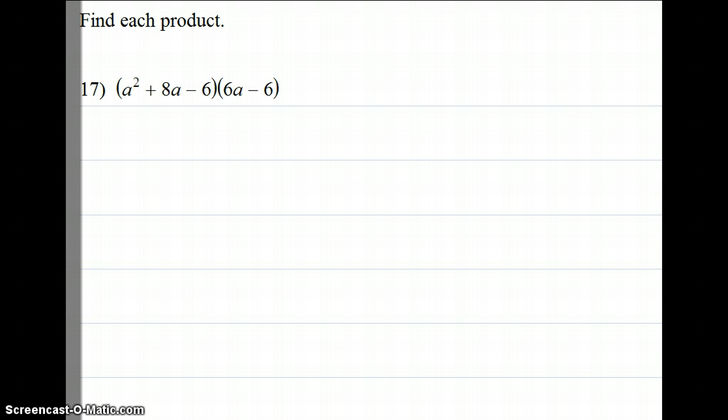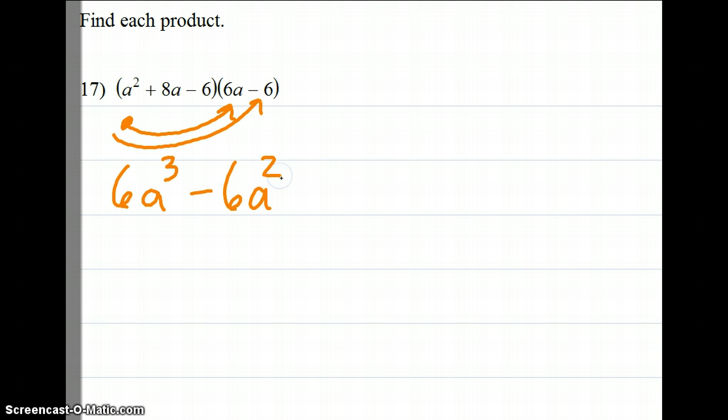Okay, so what does that look like? I'm going to take my a squared and distribute it with the 6a. So I'll get a 6a squared times a is a cubed. I'll take the a squared times a negative 6. I'll get negative 6a squared.